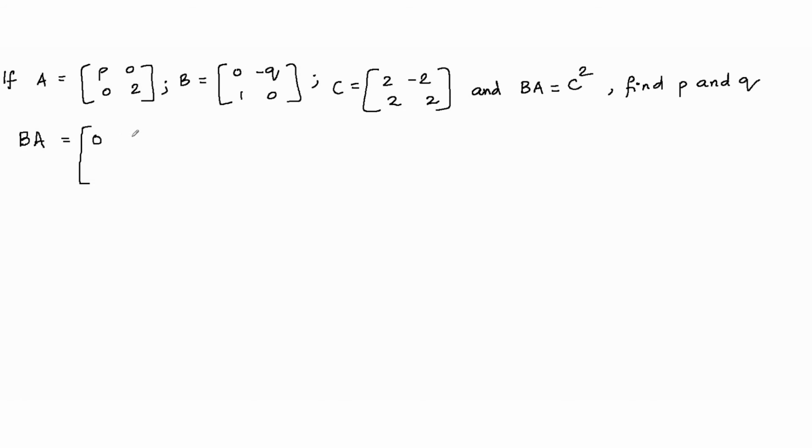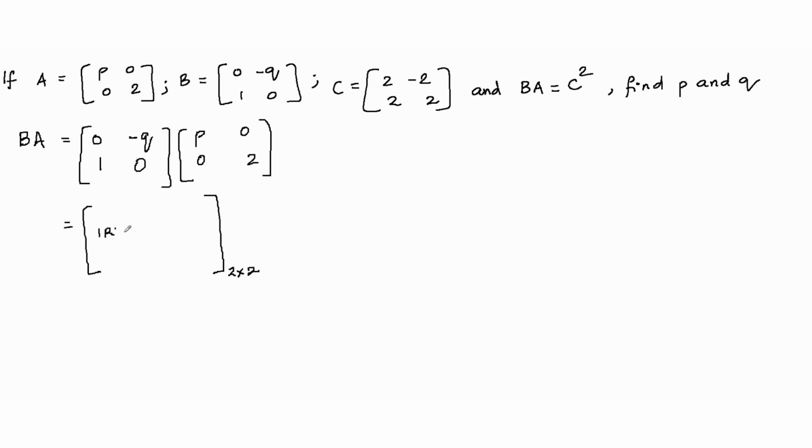So B first, that's 0, negative Q, 1, 0 multiplied by A, which is P, 0, 0, 2. So again, this is 2 by 2 multiplication. So when I multiply this, this is going to result in a 2 by 2 matrix. So 2 by 2 matrix means I'm going to have first row, first column, first row, second column, second row, first column, and second row, second column. So first row with first column. So imagine that you are multiplying 0 into P and negative Q into 0 is 0.